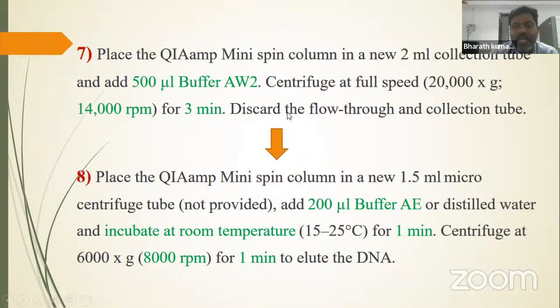Then discard the flow-through and collection tube, and place the QIAamp mini spin column in a new 1.5 ml microcentrifuge tube and add 200 microliters of elution buffer. This is the final step. We add the elution buffer or distilled water. Distilled water means we require nuclease and RNase free water. Otherwise, we add elution buffer, incubate for 1 minute at room temperature, and centrifuge at 8000 rpm for 1 minute to elute the DNA.